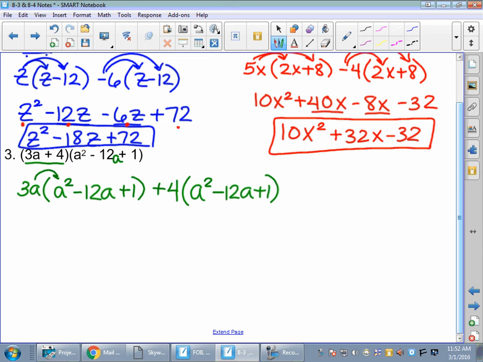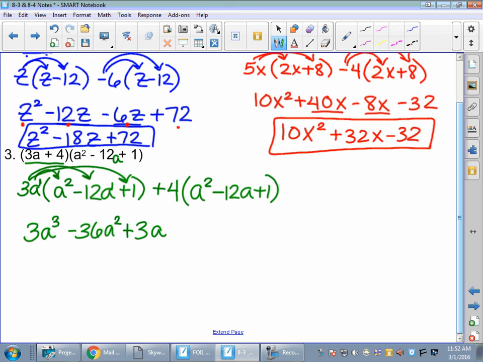Distribute. 3a times a squared gives me 3a cubed. Remember, if we're still having a hard time with our exponents, you can add a 1 there with the a. A positive 3 and a negative 12 makes negative 36. And an a times an a makes a squared. And a positive 3a and a positive 1 makes a positive 3a. So there's 3 of my 6 multiplications.